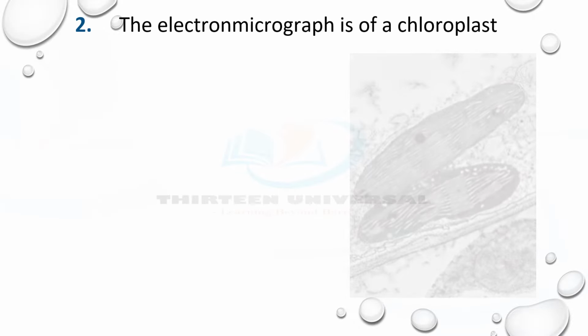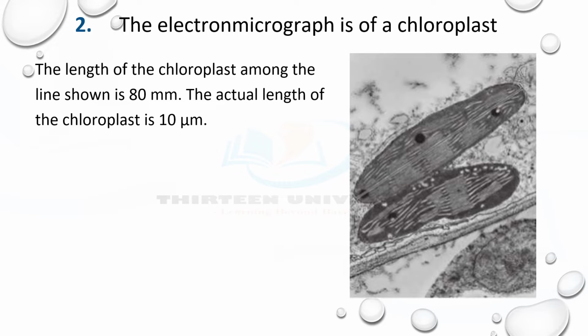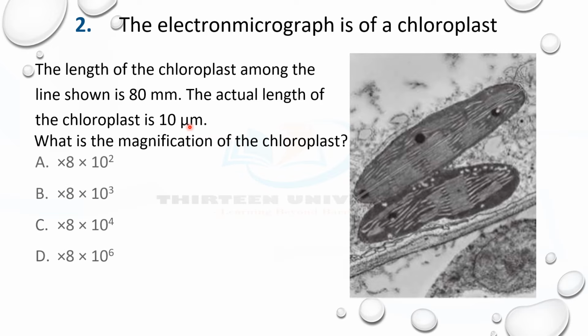Question 2. The question says the electron micrograph is of a chloroplast. You can see the length of the chloroplast among the lines shown is 80 millimeters. The actual length of the chloroplast is 10 micrometers. The question now says, what is the magnification of the chloroplast? These are the answers. I want you to pause this video and try to solve the question. Okay, pause it.